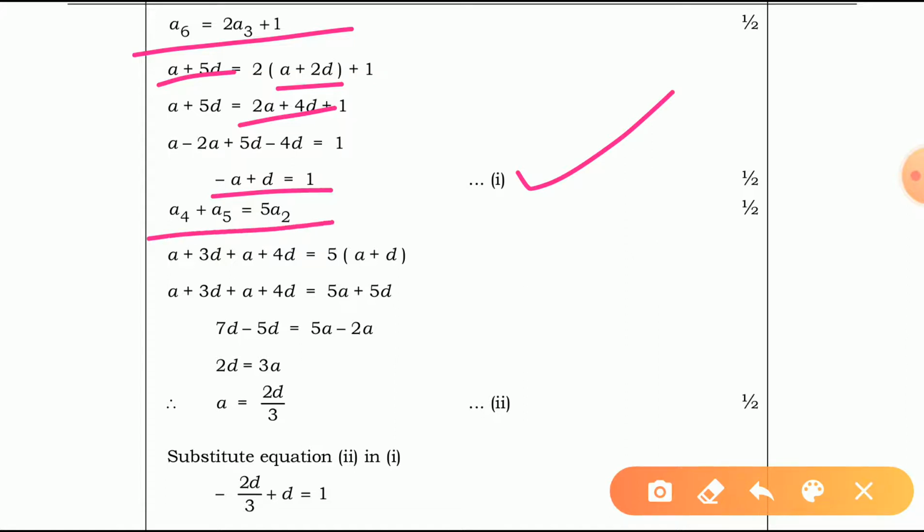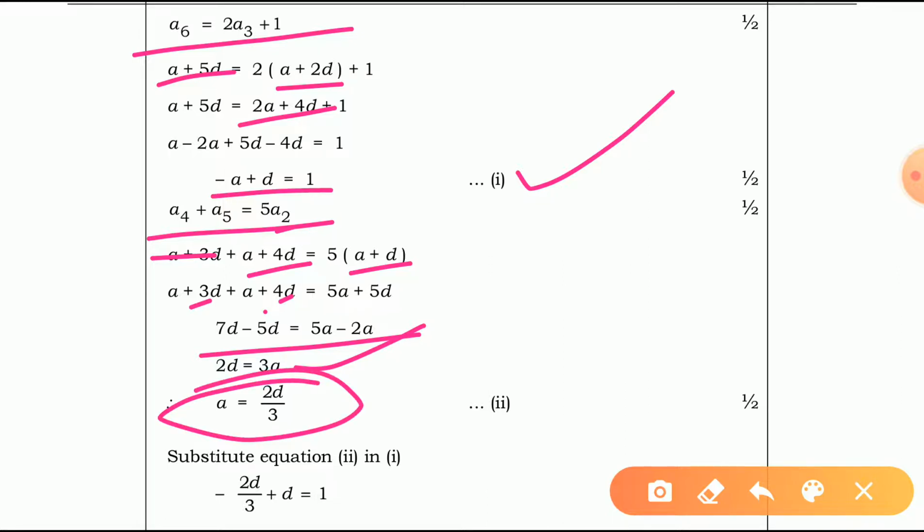Similarly, the second condition is a4 plus a5 is equal to 5 times a2. Then a4 is equal to a plus 3d, a5 is equal to a plus 4d, and a2 is equal to a plus d. Then here this is equal to a plus a, 2a. 2a is transposed to the left hand side, and 5d to the left hand side. We get minus 2a, and 3d plus 4d is equal to 7d. So 7d minus 5d is equal to 2d is equal to 3a. a is equal to 2d by 3.